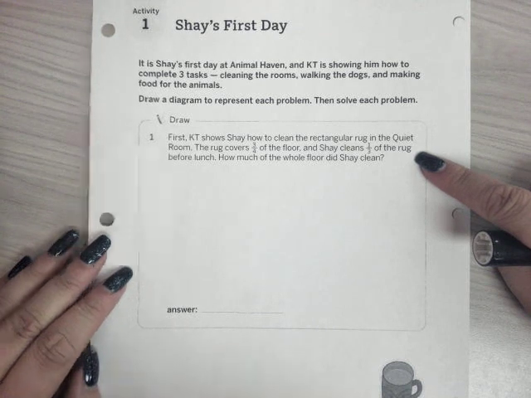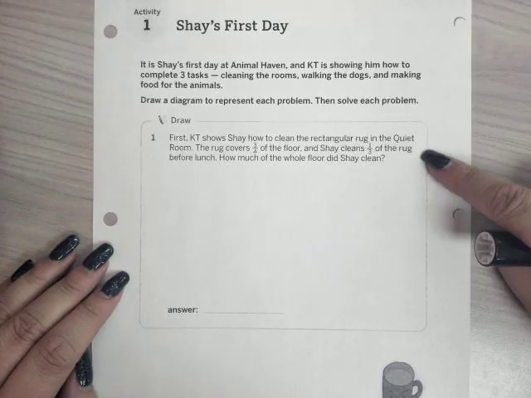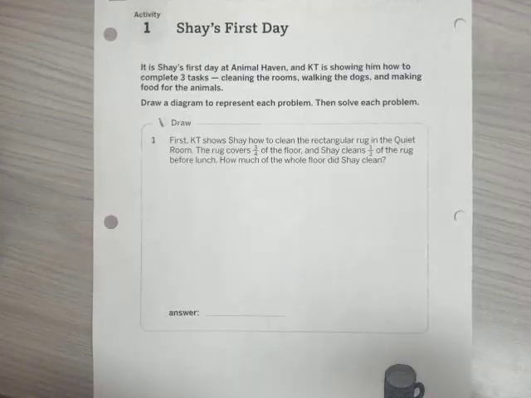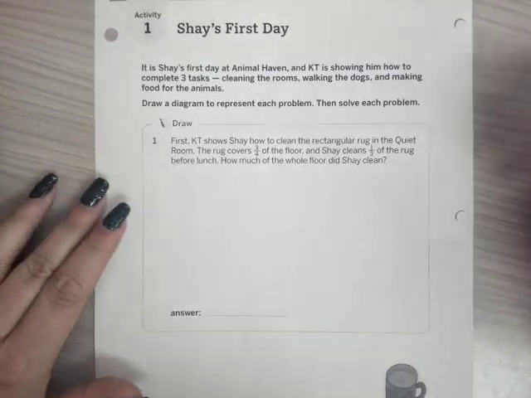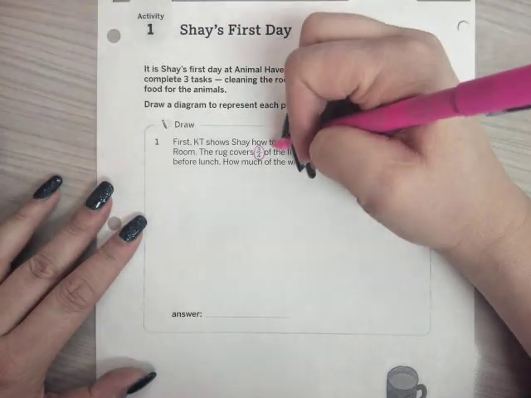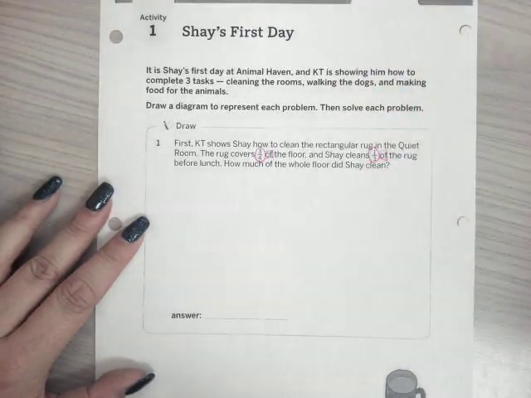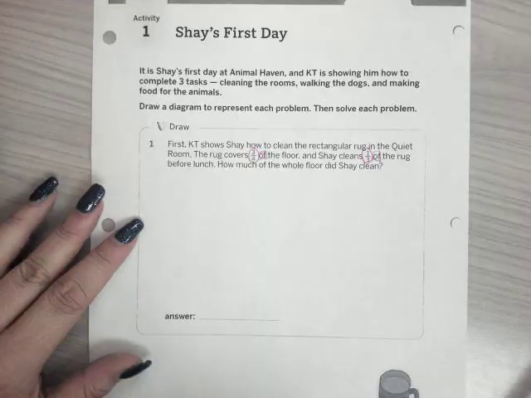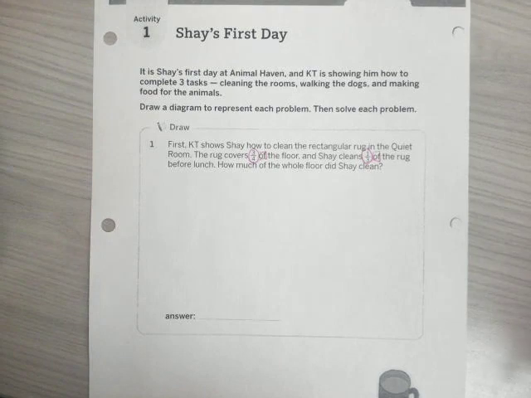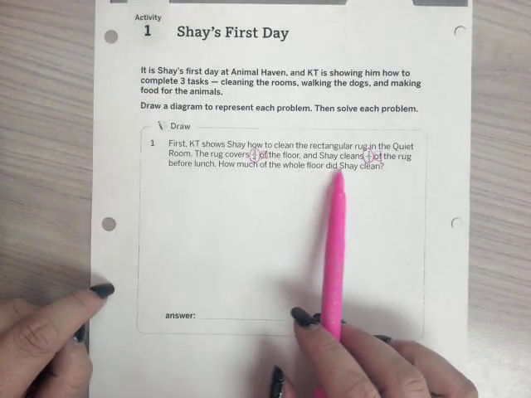Down below, question number 1 says, first Katie shows Shay how to clean a rectangular rug in the quiet room. The rug covers 3/4 of the floor, and Shay cleans 1/3 of the rug before lunch. The reason we know we're multiplying is because we're doing a fraction of, so this little word of, another fraction. That's how we know that we are multiplying. The students are just now learning this, so if they are not really sure of that yet, that's probably why, because it's like day 2 so far. And then the question says, how much of the whole floor did Shay clean?